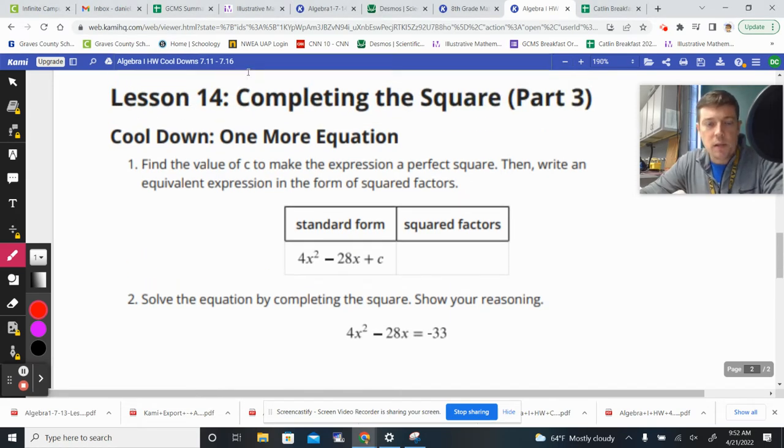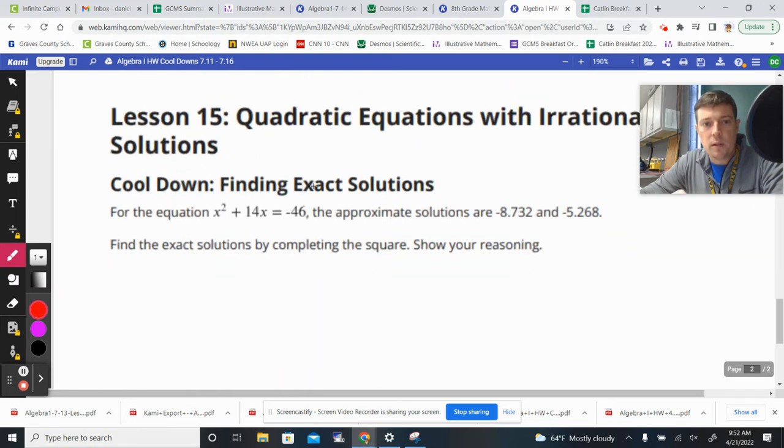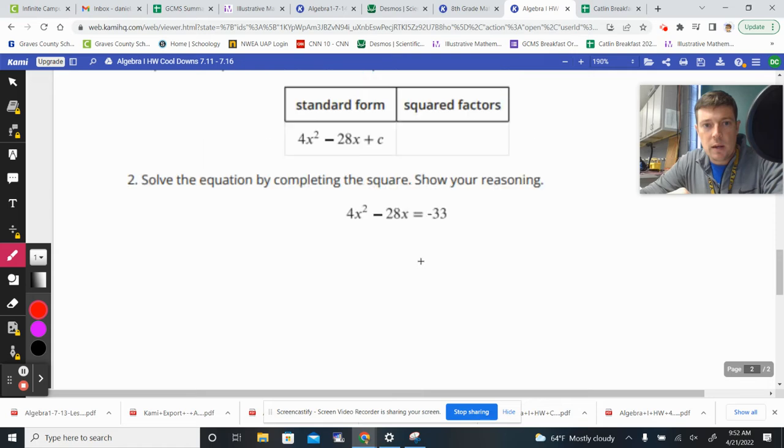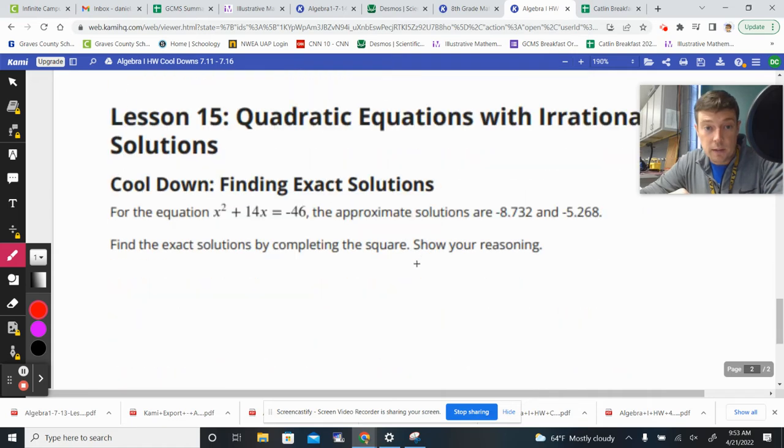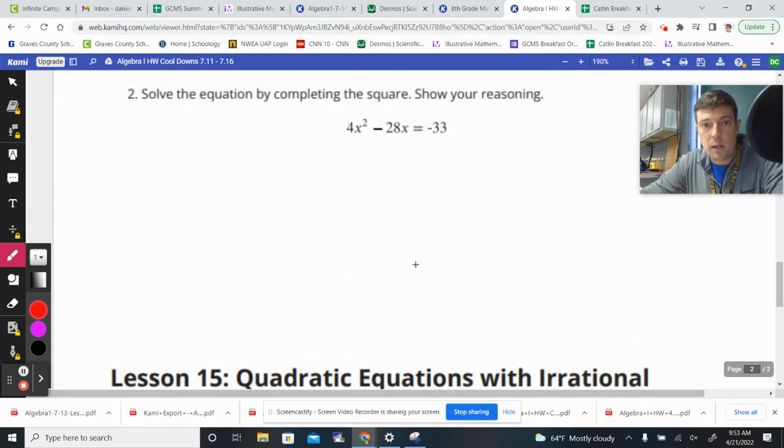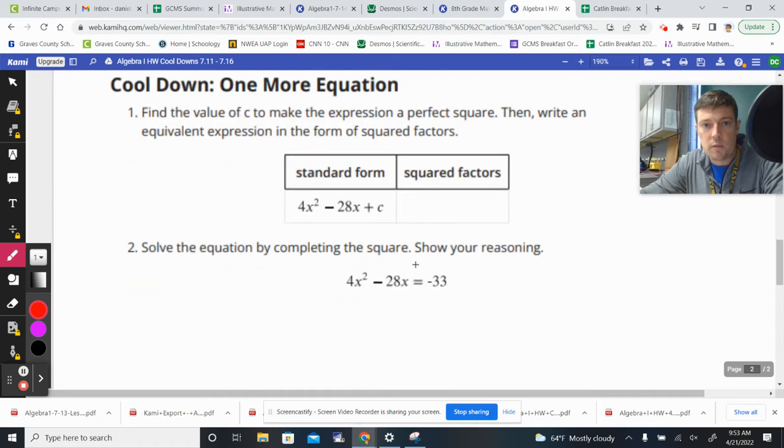This is for our algebra class. Remember, we're going to cover lesson 15 in class tomorrow, so you don't have to worry about doing that one and having that ready. We'll do it in class together at the end of class, and we'll turn in your homework.